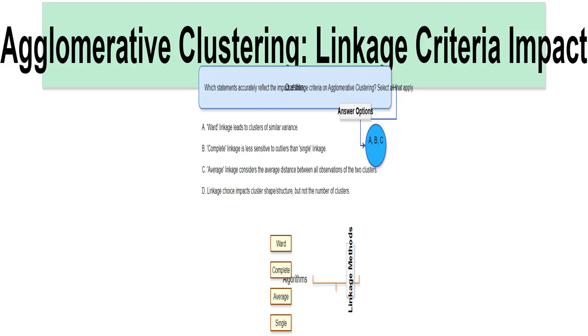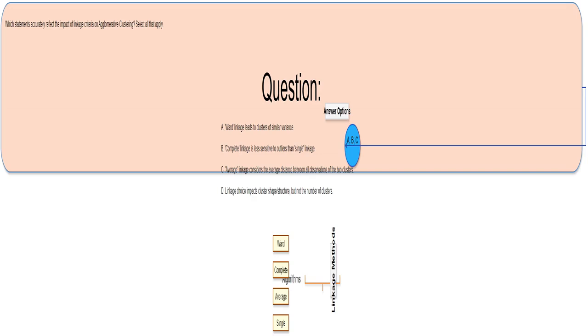This title tells us the quiz focuses on how different ways of linking data points, linkage criteria, affect the results of a specific clustering algorithm called agglomerative clustering. I'll be testing your knowledge on this. Let's dive in. This is the core of the quiz.